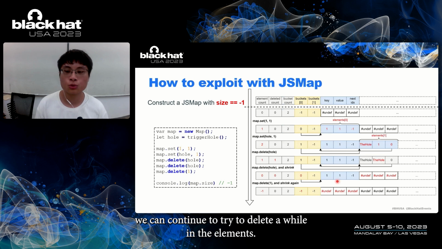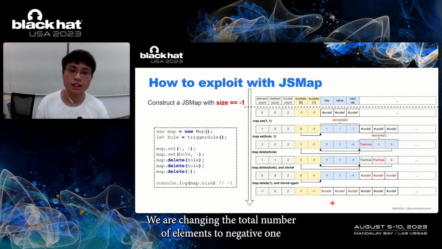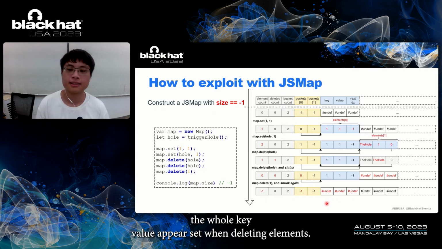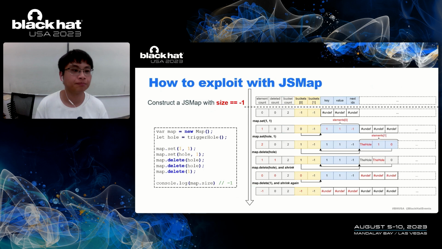Therefore, we can continue to try to delete the 1 and 1 element next, which will change the total number of elements to -1, and trigger the element shrink again to release the hole key-value pair set when deleting the elements.